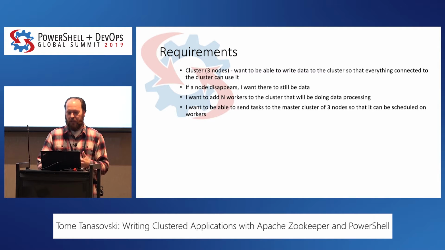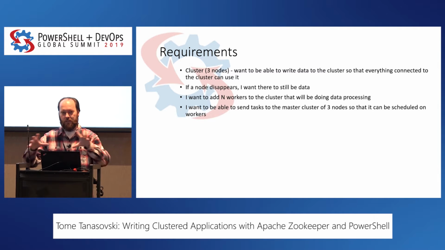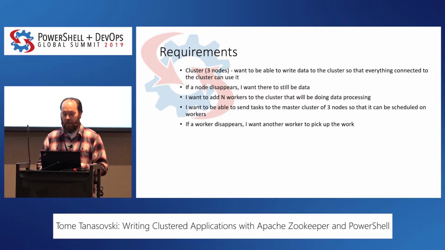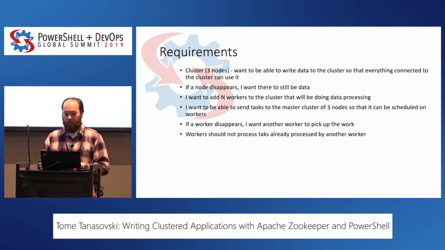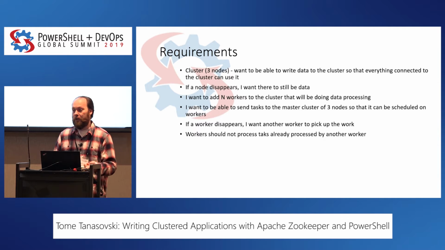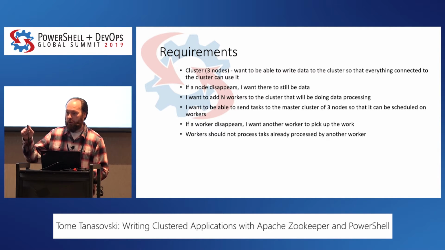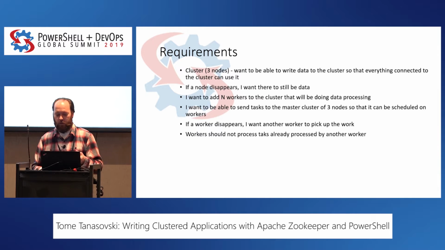Okay, so I mentioned that in this model, we're going to be sending tasks to this cluster, and we want the n number of workers that are coming up to be able to process that data. As mentioned also, if a worker disappears, another worker should be able to pick up the work. And workers should not process tasks already processed by another worker, so we need to be sure that we're only processing one thing at a time. So like an MQ might be more difficult to write here or something like that. But we want to make sure that once the job is completed, nothing else is going to consume it again.